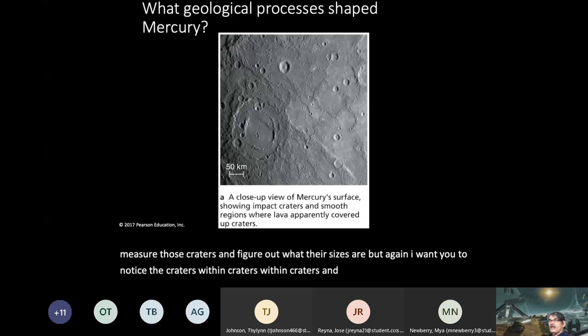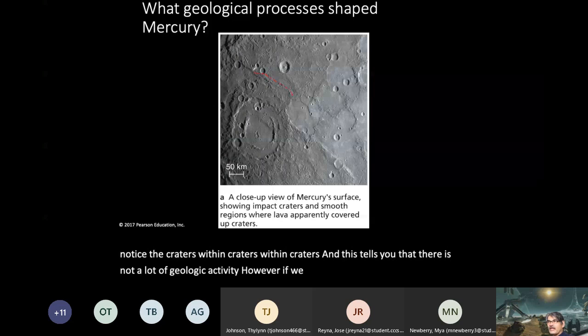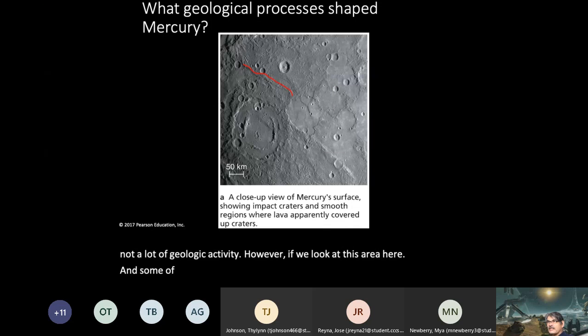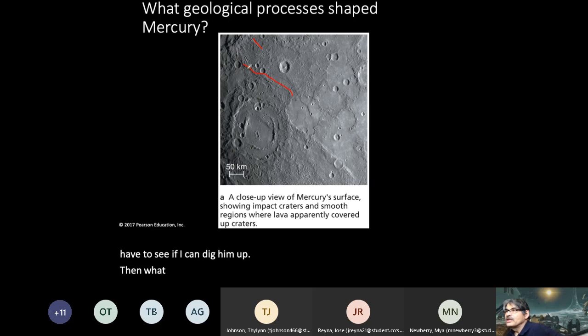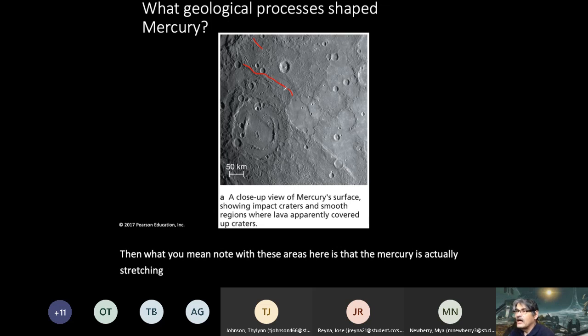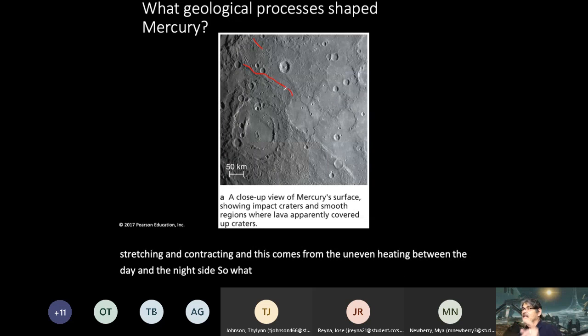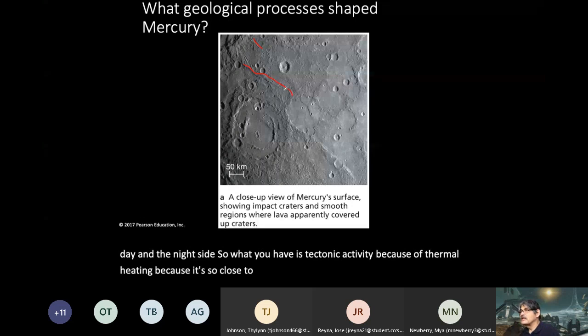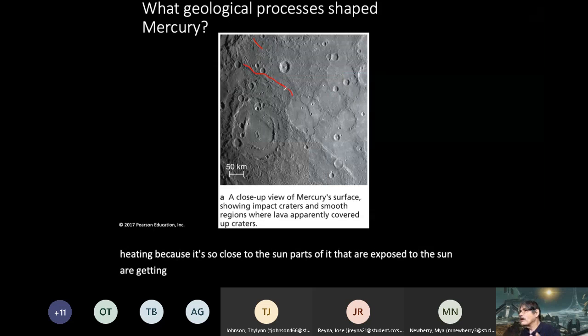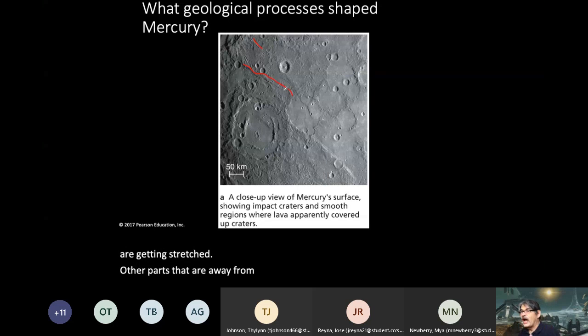And this tells you that there is not a lot of geologic activity. However, if we look at this area here and some of these other areas like this one up here, and there's more, but I'll have to see if I can dig them up, then what you may note with these areas is that Mercury is actually stretching and contracting, and this comes from the uneven heating between the day and the night side. So what you have is tectonic activity because of thermal heating, because it's so close to the Sun. Parts of it that are exposed to the Sun are getting stretched. Other parts that are away from the Sun are contracting. So you have that whole uneven scrunching between the two.